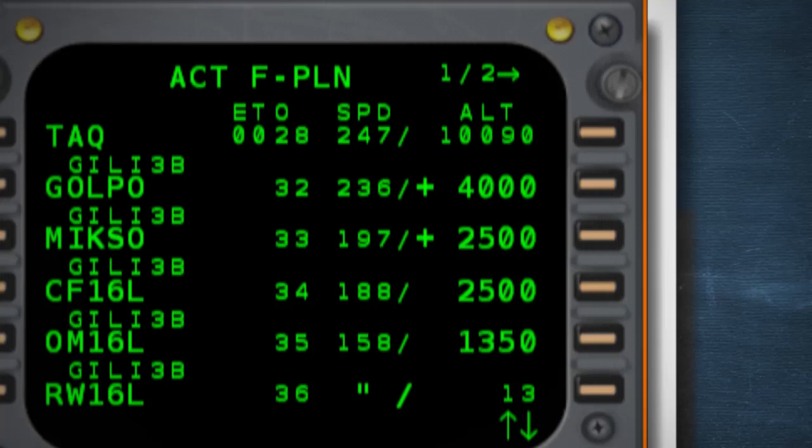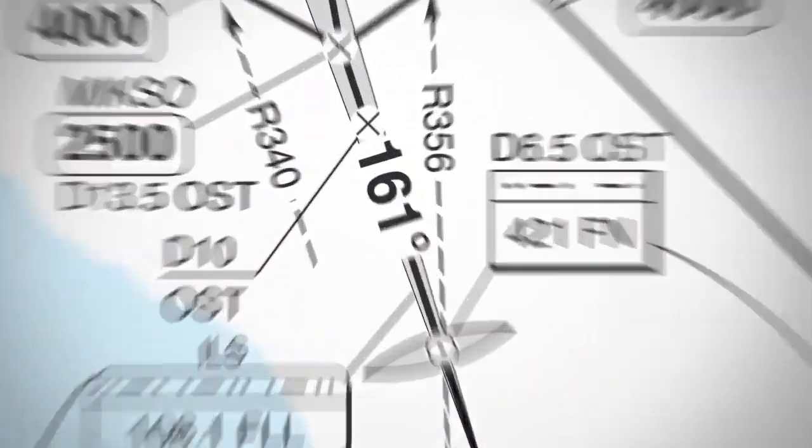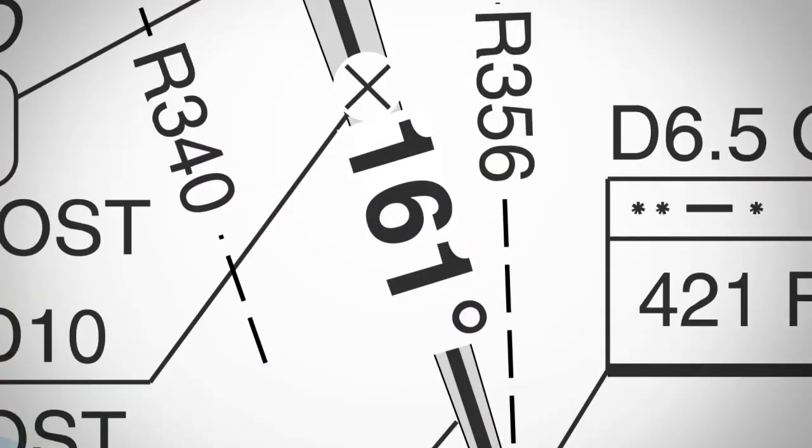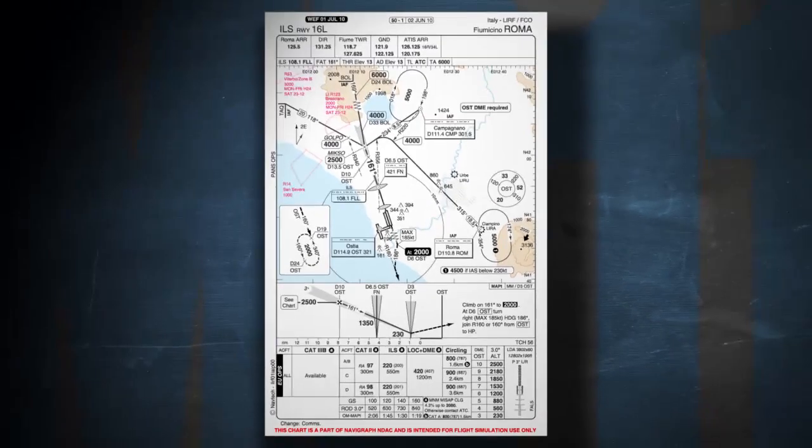Charlie Fox 16 left. Course. Final approach course is 161 degrees. Missed approach course is straight ahead to 2,000, thence 186 degrees until intercepting the Ostia VOR's 016 degree radial.